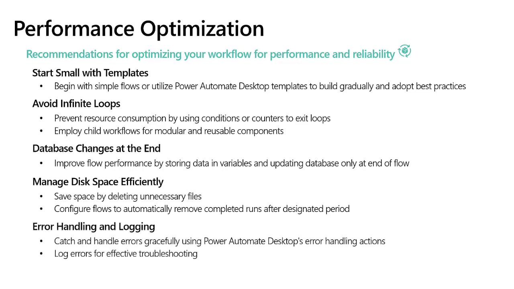And then keep your error logs and handle exceptions. Errors and exceptions can occur during the flow execution due to various reasons, such as network issues, application crashes, or unexpected inputs. You should always use the error handling actions provided by Power Automate Desktop to catch and handle the errors gracefully.